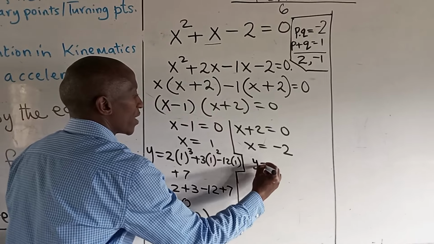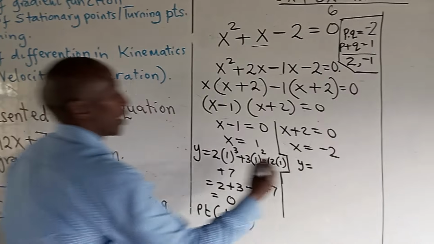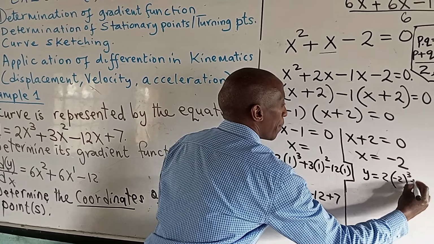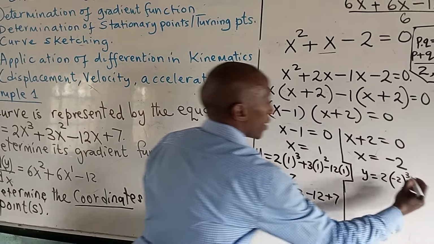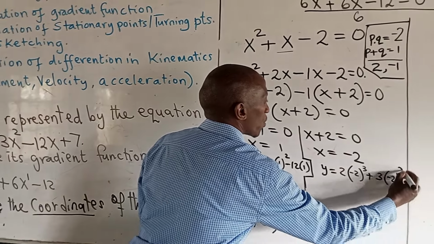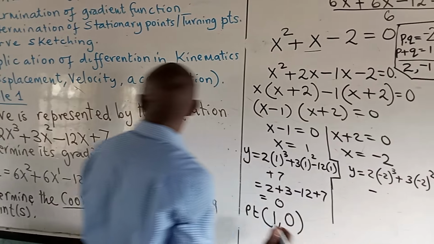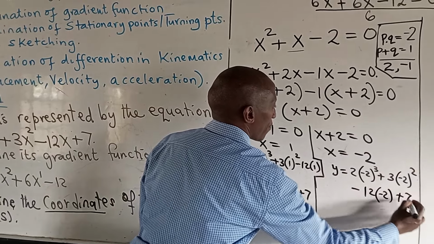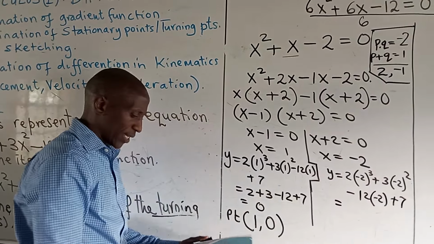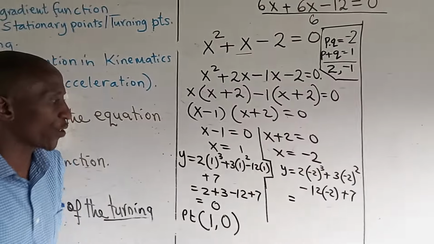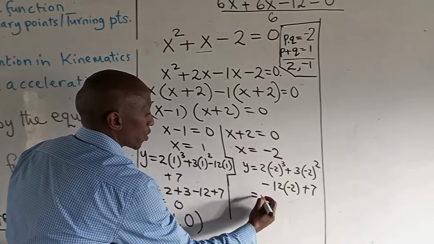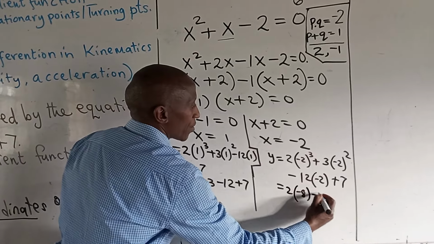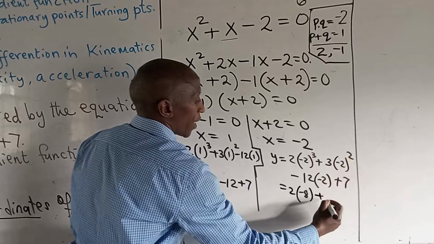So this is going to give us y is equal to, we substitute once more, 2 into negative 2 cubed plus 3 into negative 2 squared minus 12 into negative 2 plus 7. So what is the value of this expression? We have 2 into negative 8 added to 3 times 4 is 12.